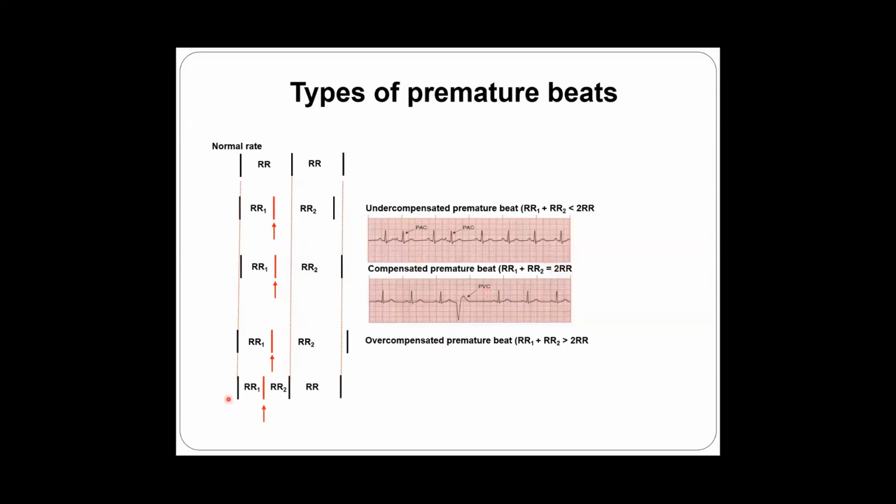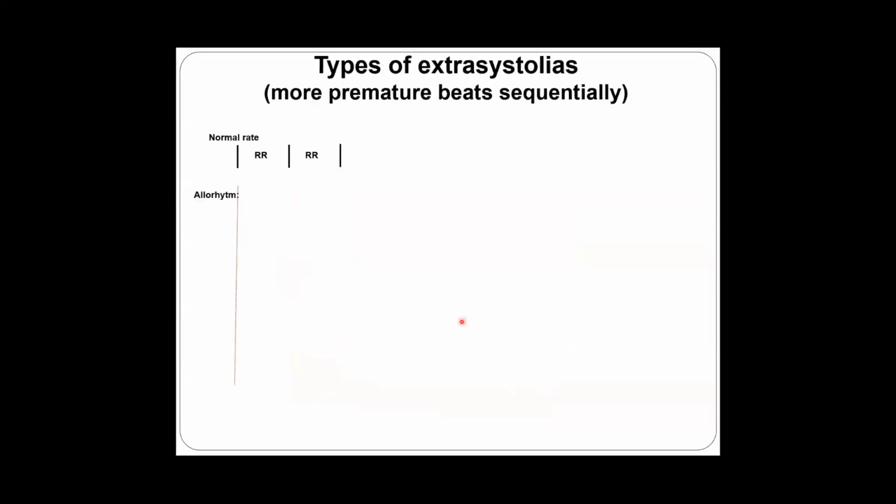Okay, there is another situation when we have a premature beat exactly in the middle of this RR interval. That is called an interpolated premature beat, such as here, for example, a ventricular interpolated premature beat. Now, this is the terminology, and this is what we can diagnose.